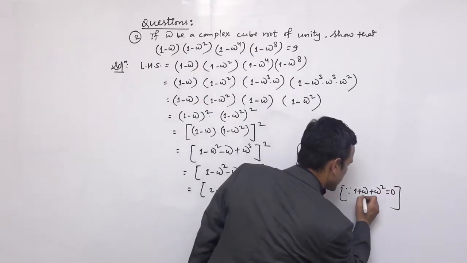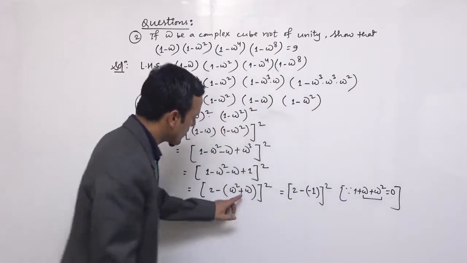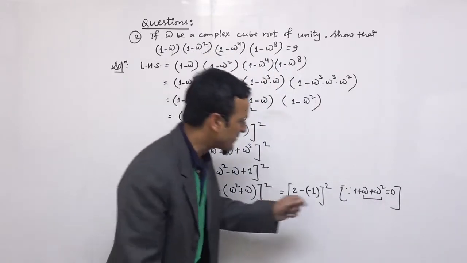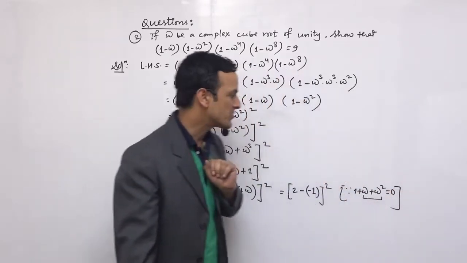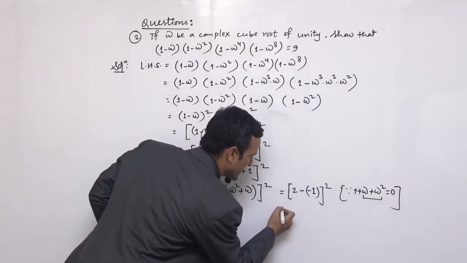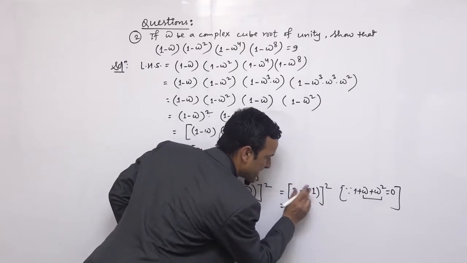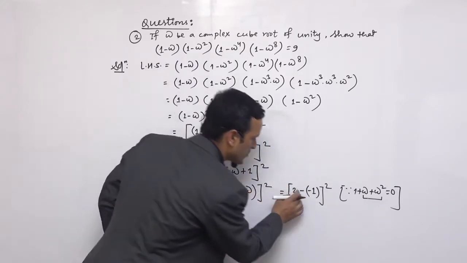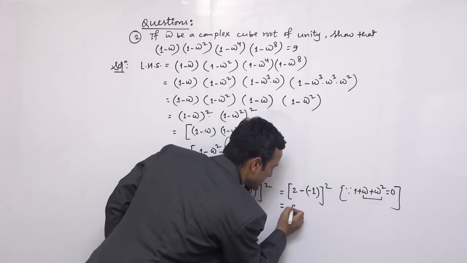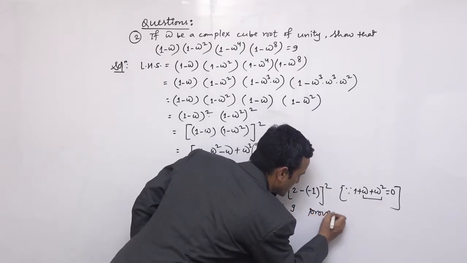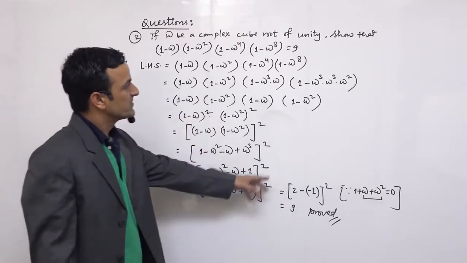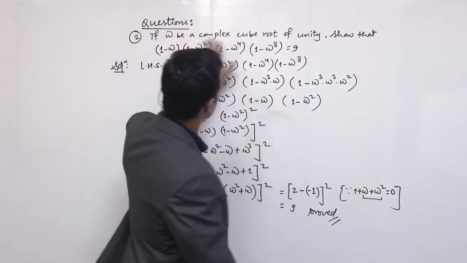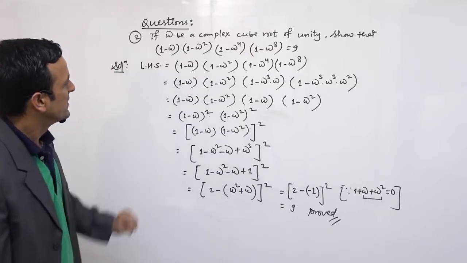So if you take these 2 terms, omega plus omega square, from here, then we have to replace them, and it becomes minus 1. So write down minus 1. So 2 plus 1, minus minus plus. So 2 plus 1 means 3, 3 square means 9. So it is proved. In this way, we can show the result 9 after solving this equation.